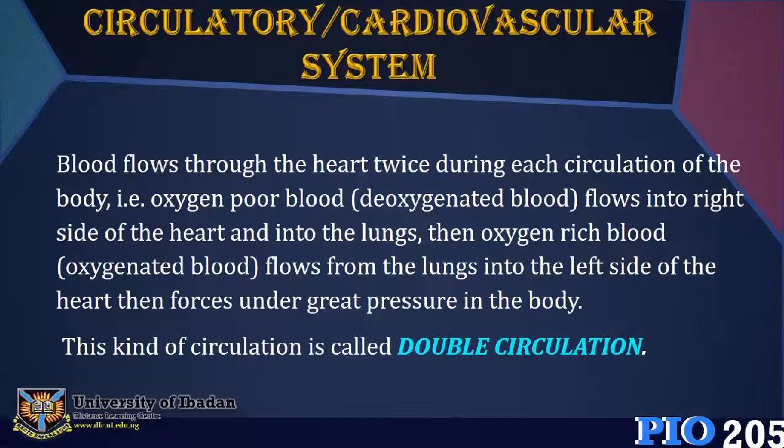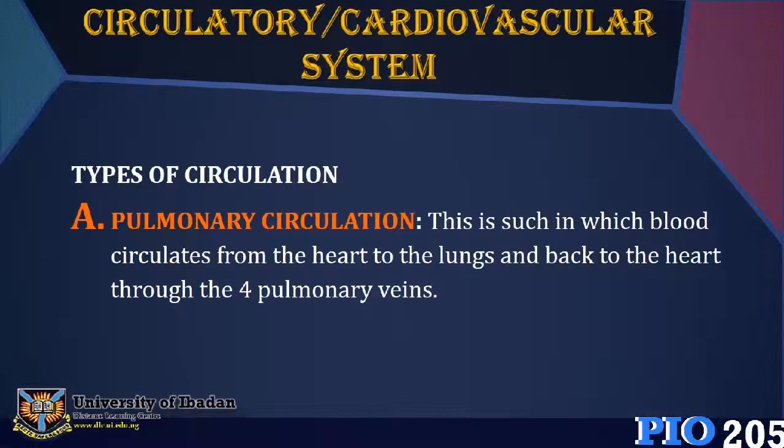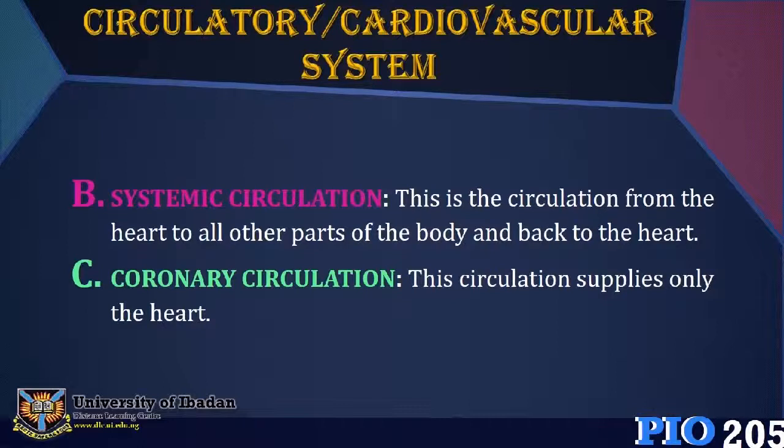That is, oxygen-poor blood, deoxygenated blood, flows into the right side of the heart and into the lungs. Then oxygen-rich blood, oxygenated blood, flows from the lung into the left side of the heart, then is forced under great pressure into the body. This kind of circulation is called double circulation. Types of circulation: pulmonary circulation. This is where blood circulates from the heart to the lungs and back to the heart through the four pulmonary veins.